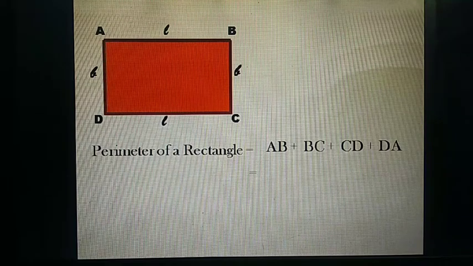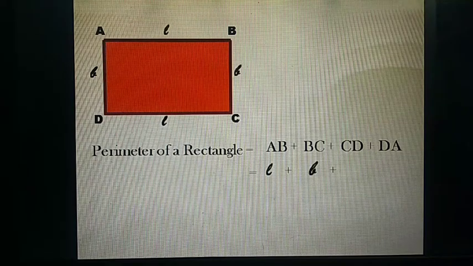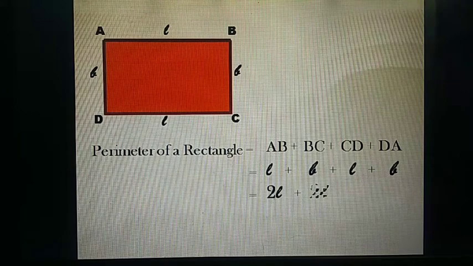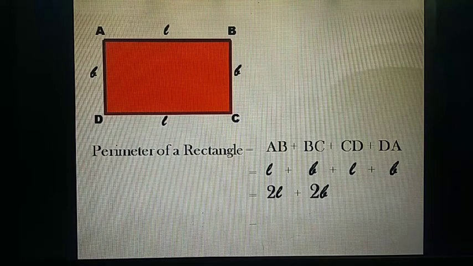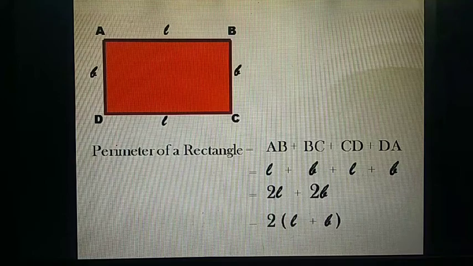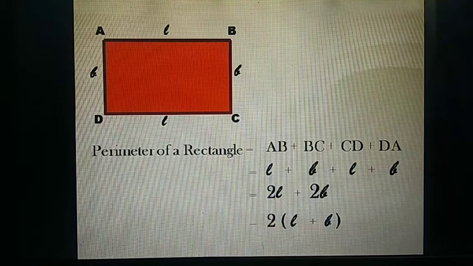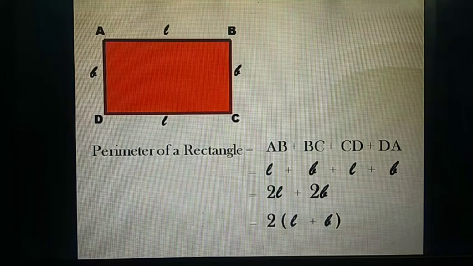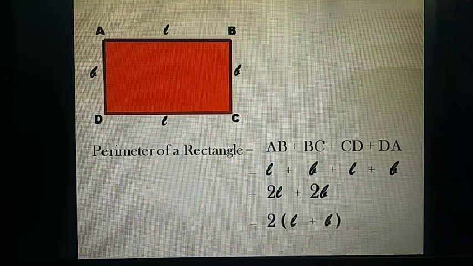Next, putting their values, we have L plus B plus L plus B. Adding them, L plus L means 2L, B plus B means 2B. Taking 2 as common, you will get the final formula as 2 into (length plus breadth). This is the formula for perimeter of a rectangle. So if a rectangle is there, no need to add all the sides to get the value of perimeter. Just use this formula and you will get the value of perimeter of a rectangle. This is a general formula.